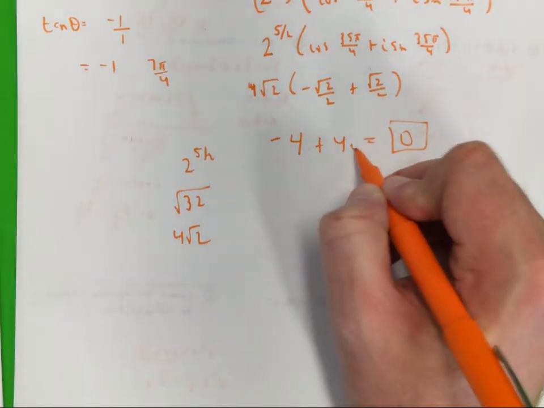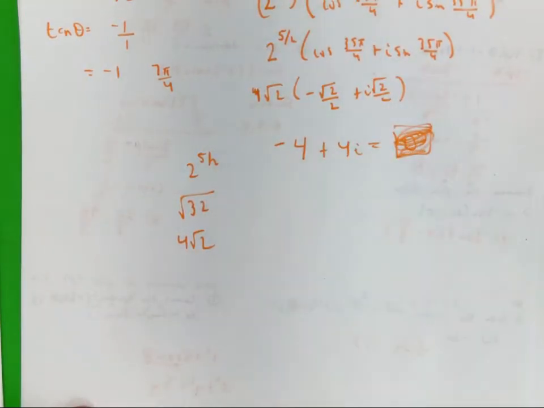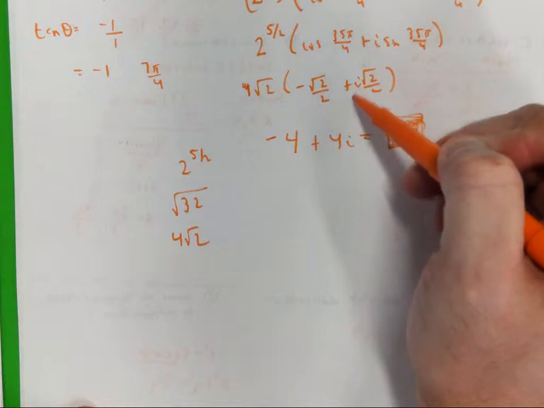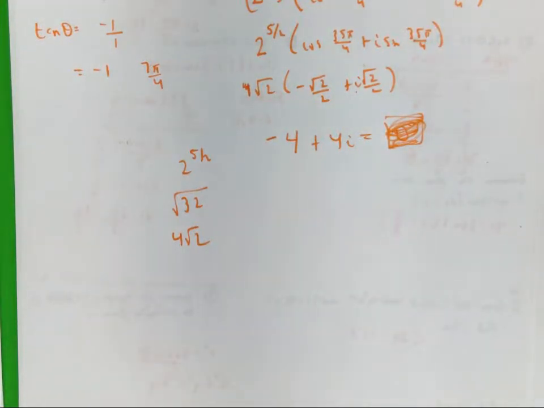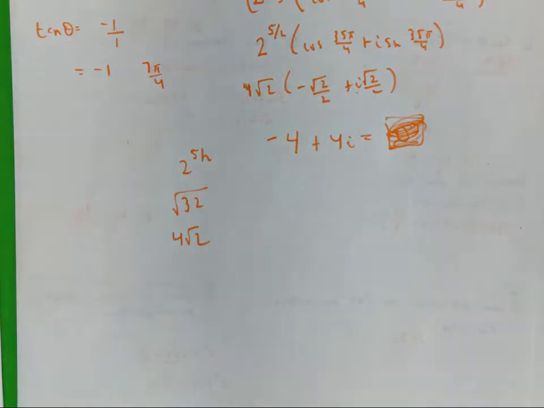Oh, that's right. We forgot our I. Sorry. Forgot my I right here, so that's your answer. Because I forgot to bring that I down. Yep. Thank you, Madison. Negative 4 plus 4i is my answer for that. What was cosine 35 pi over 4? Quadrant 2. Are there any questions on that?